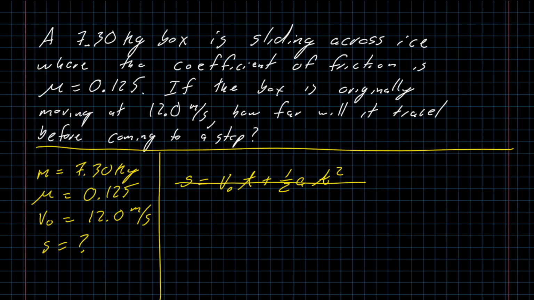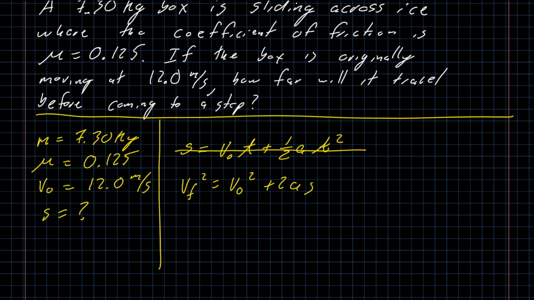The other formula of kinematics that involves distance is Vf squared equals V naught squared plus 2AS. I can rearrange this equation and write it as S equals Vf squared minus V naught squared all over 2A. And if we know what Vf is, if we know what V naught is, and we know what A is, then we are in good shape. We didn't write it down, but we do know what Vf is.